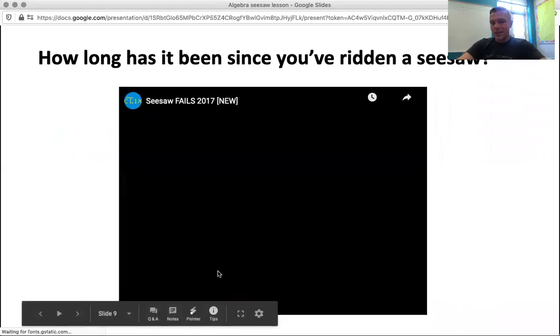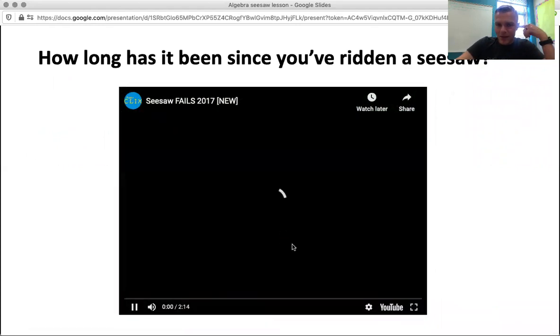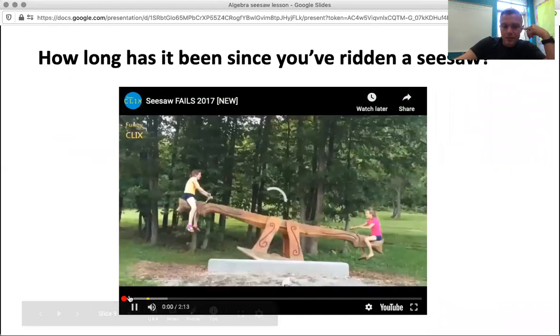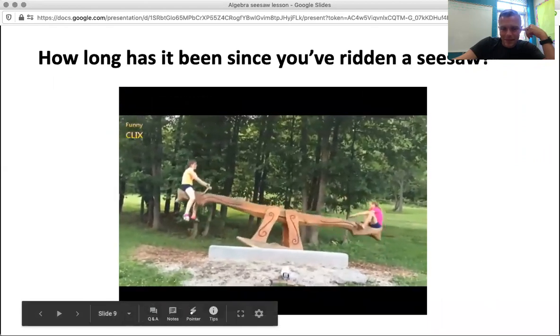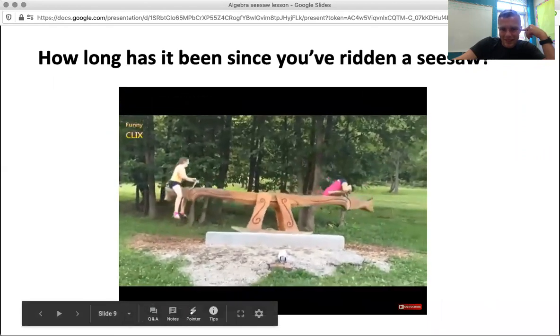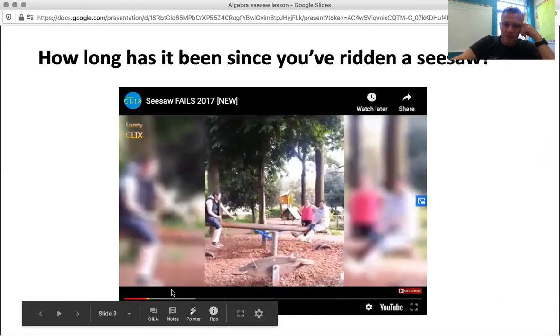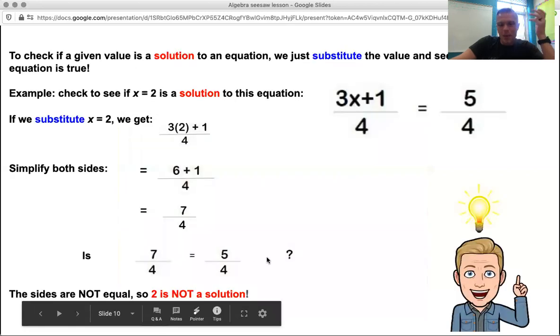Now, I don't know about the last time you've been on a seesaw, but hopefully you had a better go than some of these folks. I don't want to laugh at the misfortune of others, but I mean, oh my gosh. Now, why do we laugh at the misfortune of others just now, talking about a seesaw?